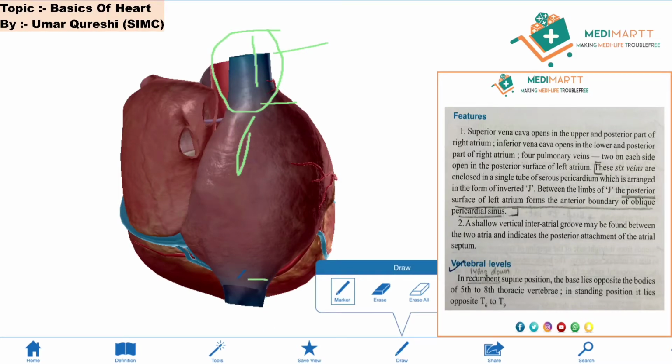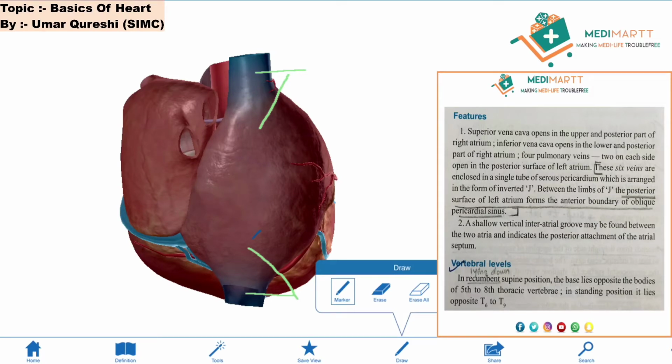So this is the inferior vena cava. It opens in the lower part, and the posterior part of the right atrium. This is the right atrium now. So that's why it is saying that the superior vena cava opens in the upper and the posterior part of the right atrium, and the inferior vena cava opens in the lower and the posterior part of the right atrium. So this is the point.